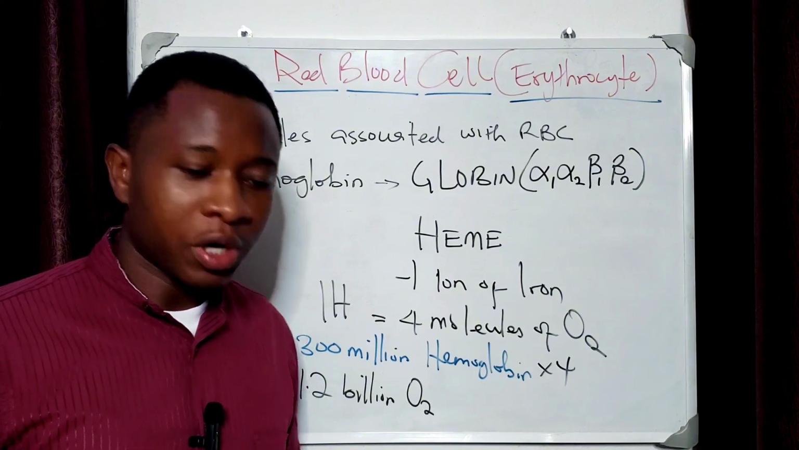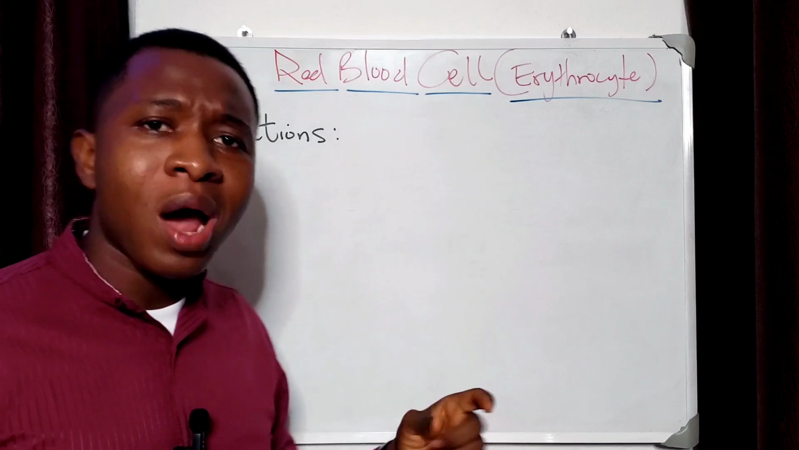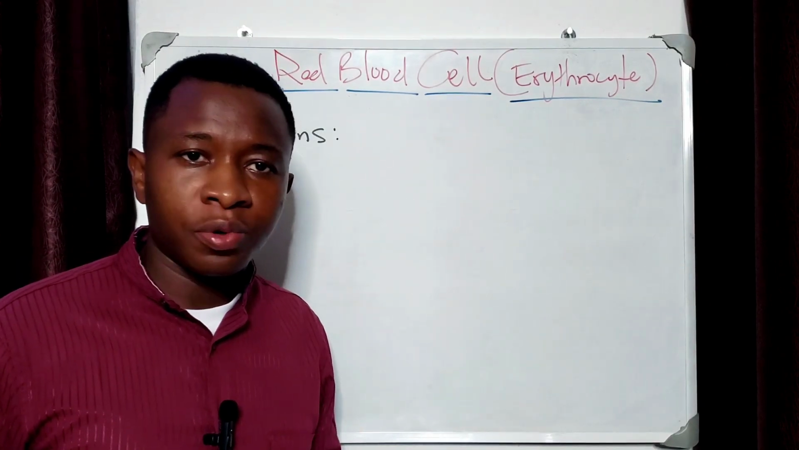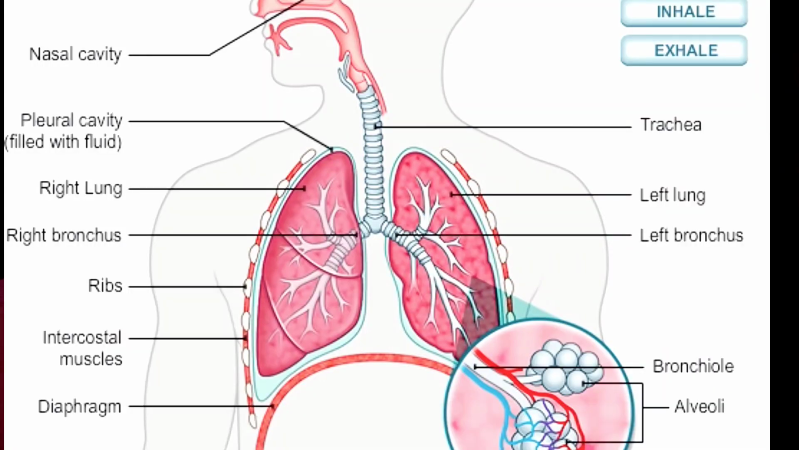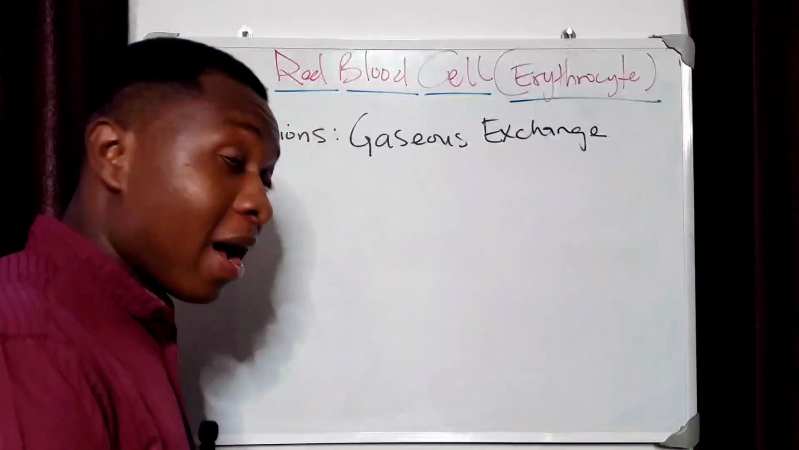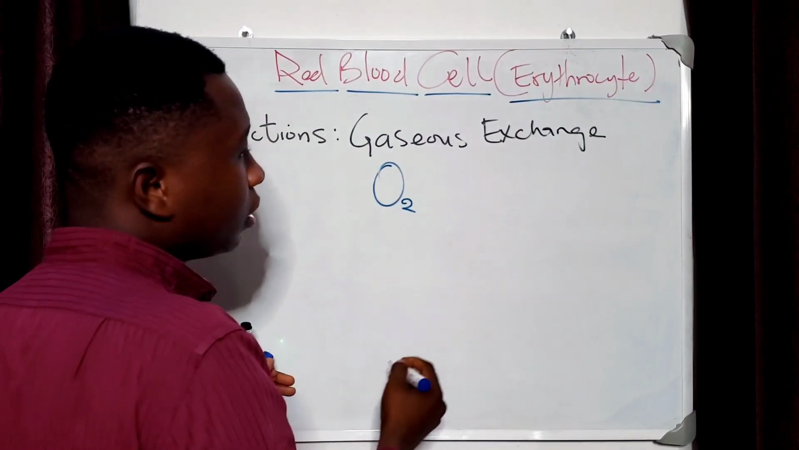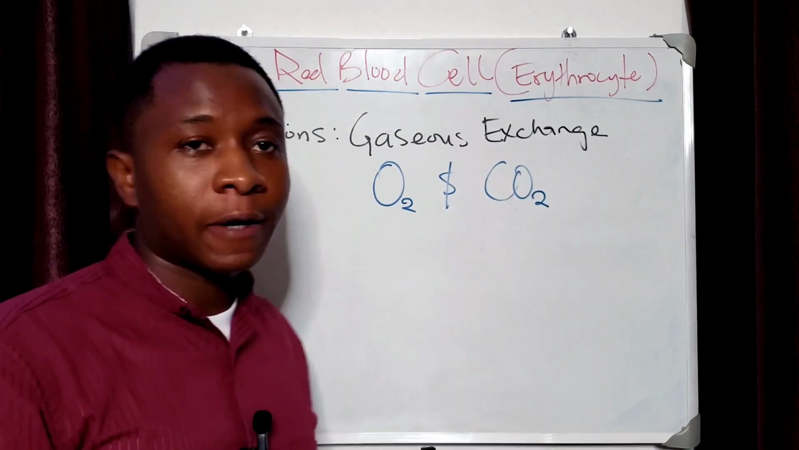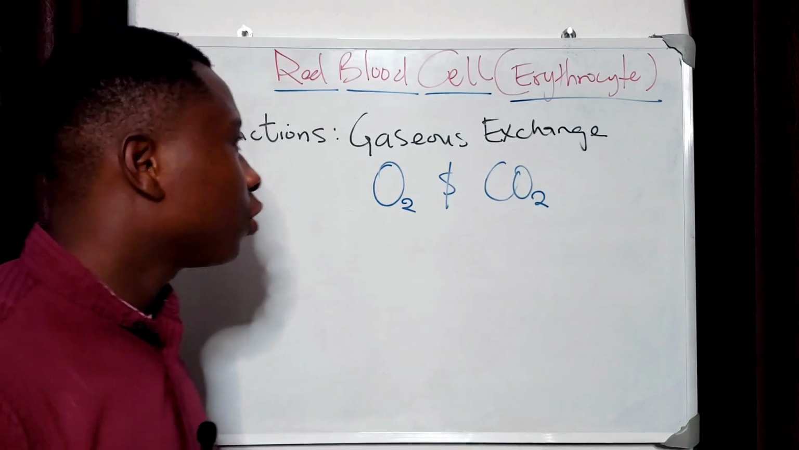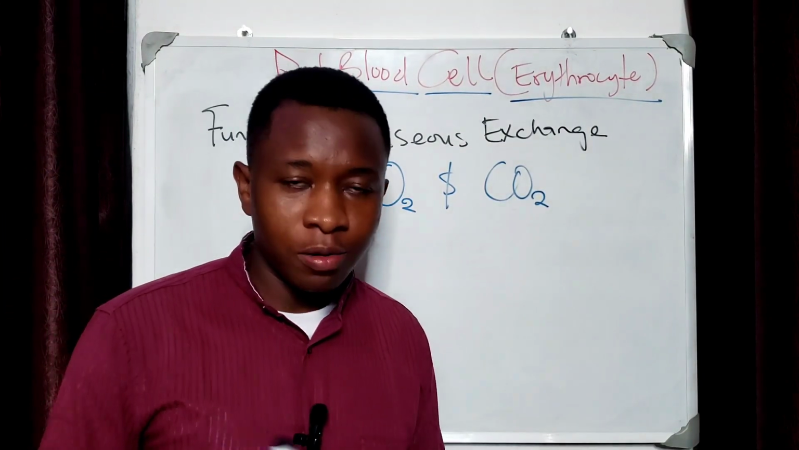That is massive. Okay, looking at the functions of the red blood cell, the red blood cell has one major function, and it's pretty simple: gaseous exchange. And the gases involved here are oxygen and carbon dioxide. Okay, so that's the major function of the red blood cell. It helps in gaseous exchange, and I will explain how this happens.